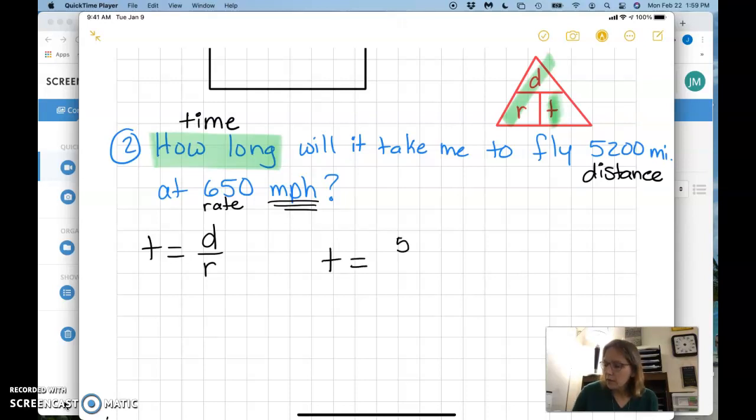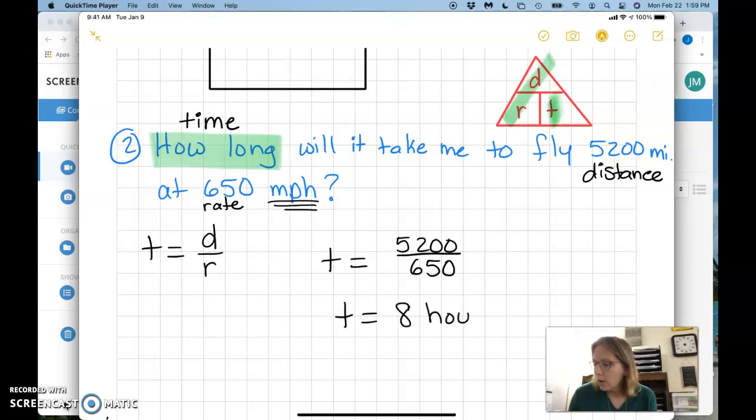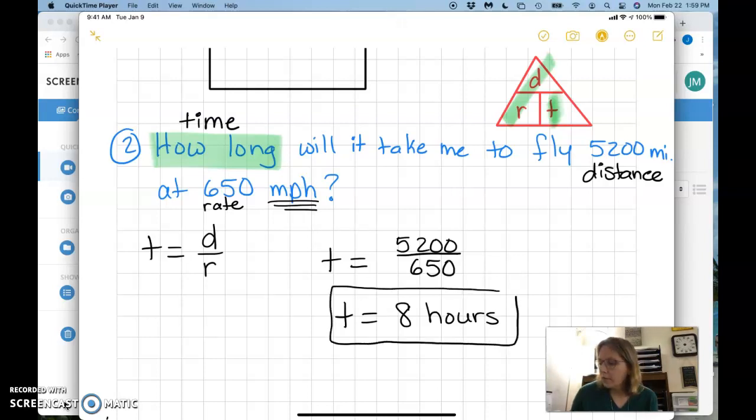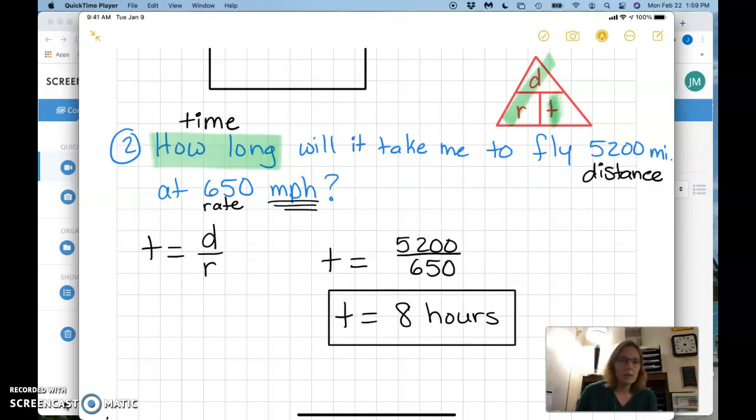So now I'm just going to plug that in. I get 5,200 over 650. And I'm just going to divide it out because fraction means divide. And I get 8. So it's going to take 8 hours. Because remember, we're talking about time. It's going to take 8 hours to fly 5,200 miles at 650 miles per hour.